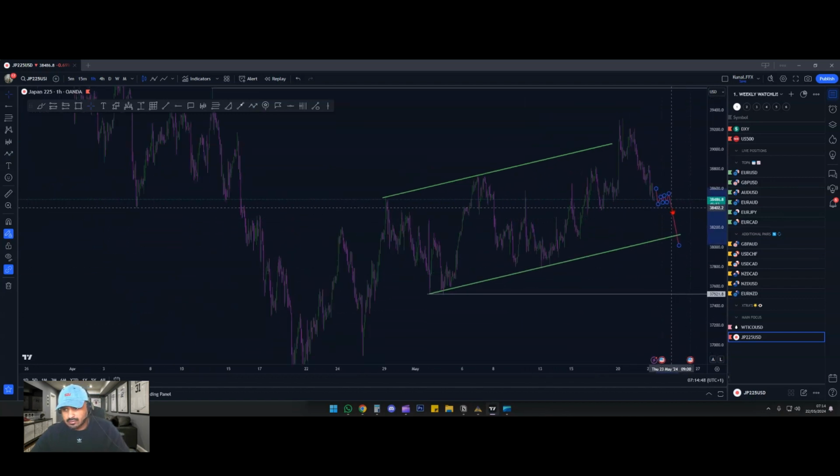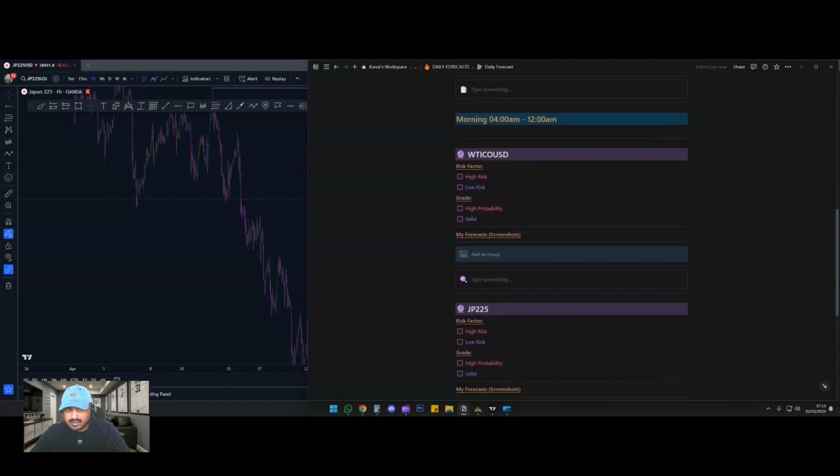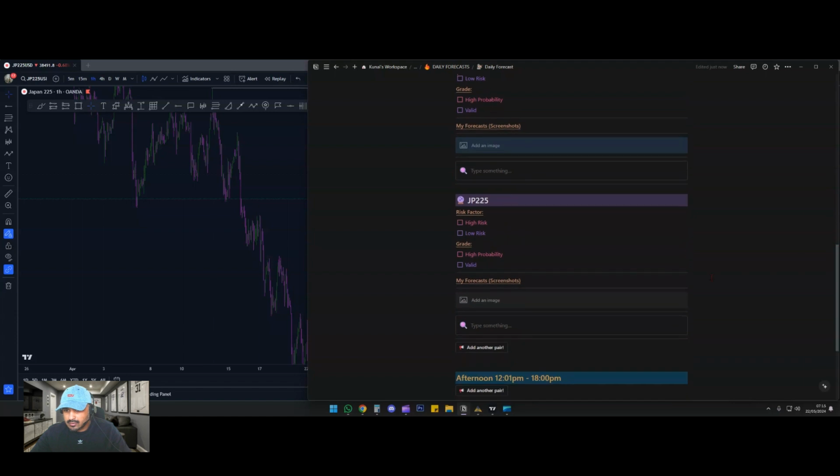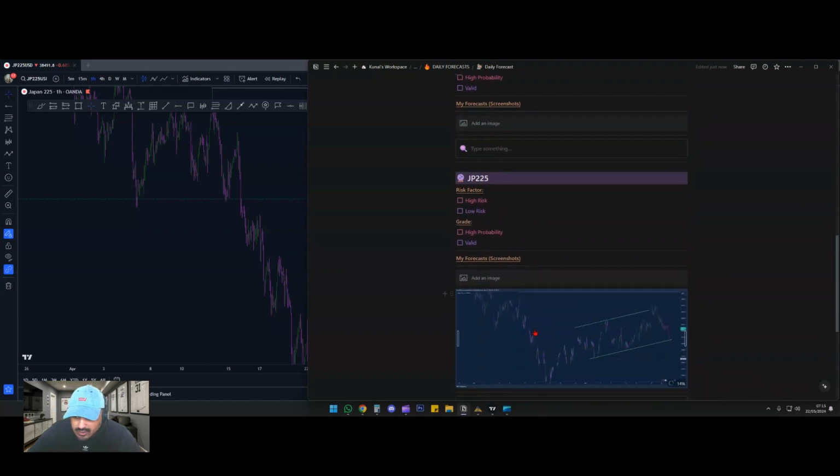In this case, I wouldn't be surprised if we did get something like that, and then we did short, or we just continued selling. But in terms of my trading plan, I wouldn't mind something like this. So I was looking at the JP225 there. I'll scroll down, put that in here, and then I can talk about the risk factor.